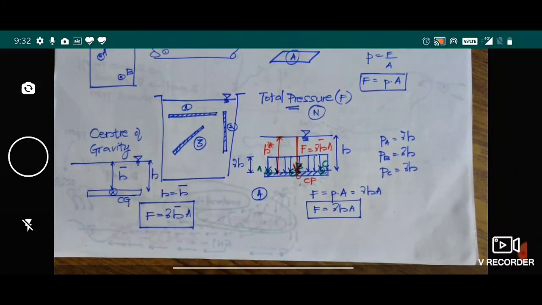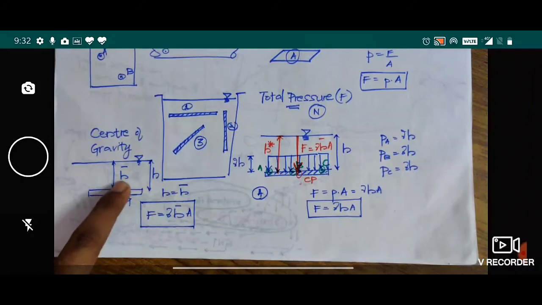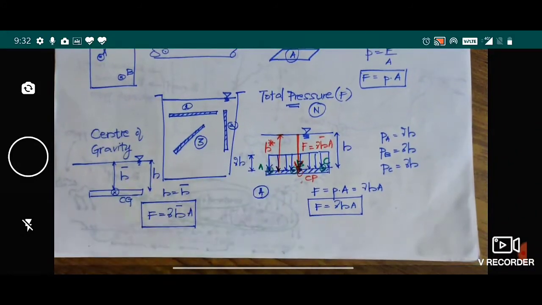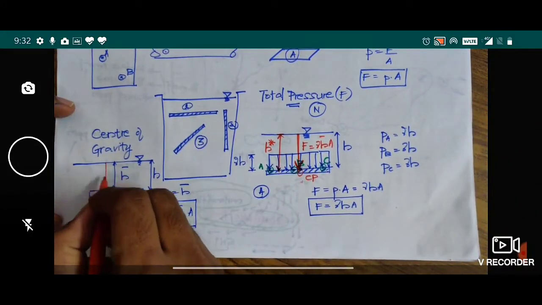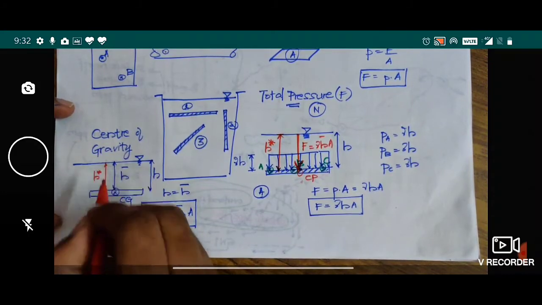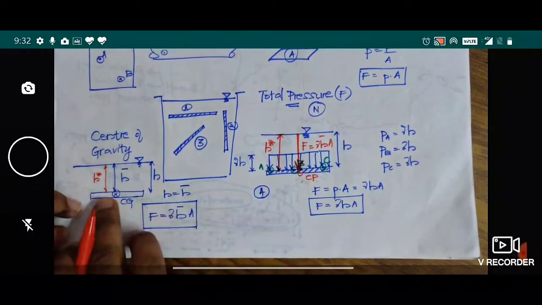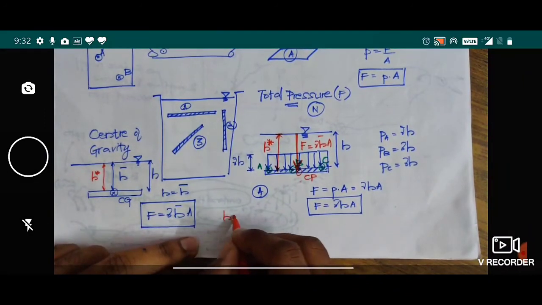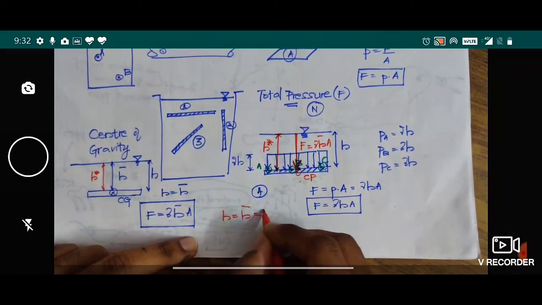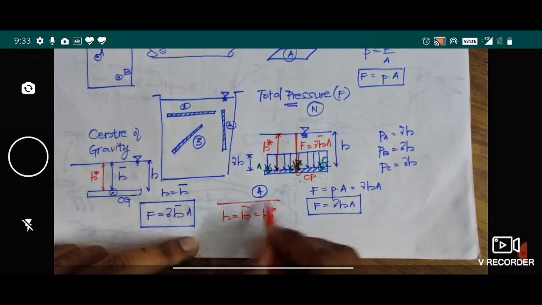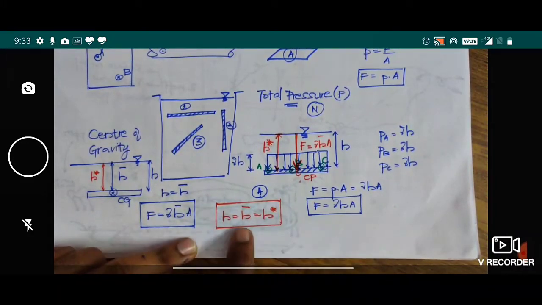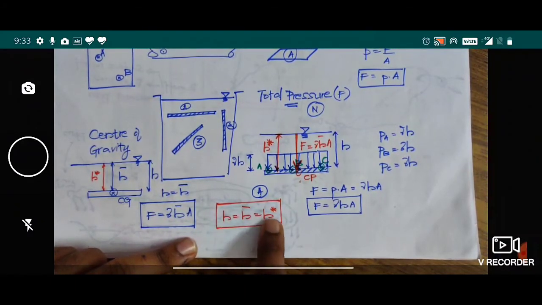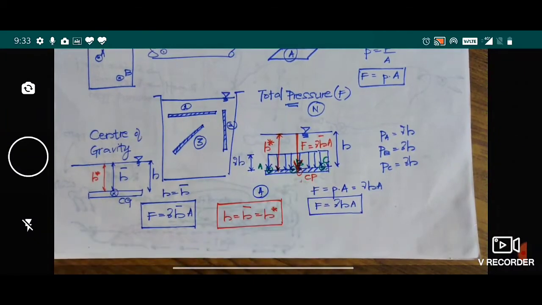So if you check H bar and H star, what about H star? This H star will also be the same because it is kept horizontally. So when the plane is kept horizontally, what I can say is that H is equal to H bar is equal to H star. So what is H bar? It is the depth of the center of gravity from the free surface. What is H star? It is the depth of the center of pressure from the free liquid surface.